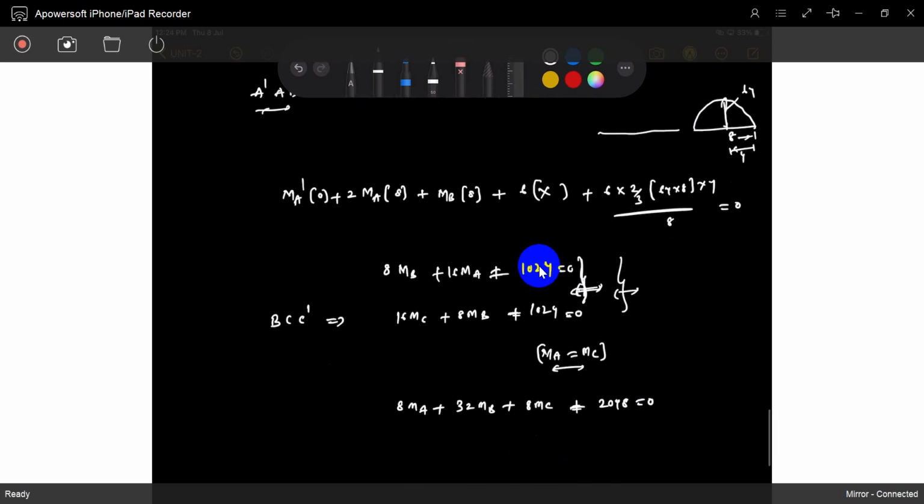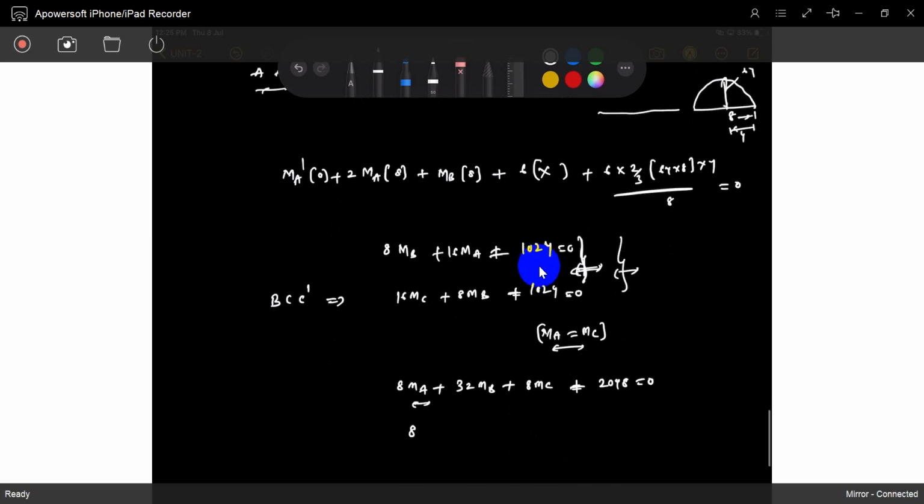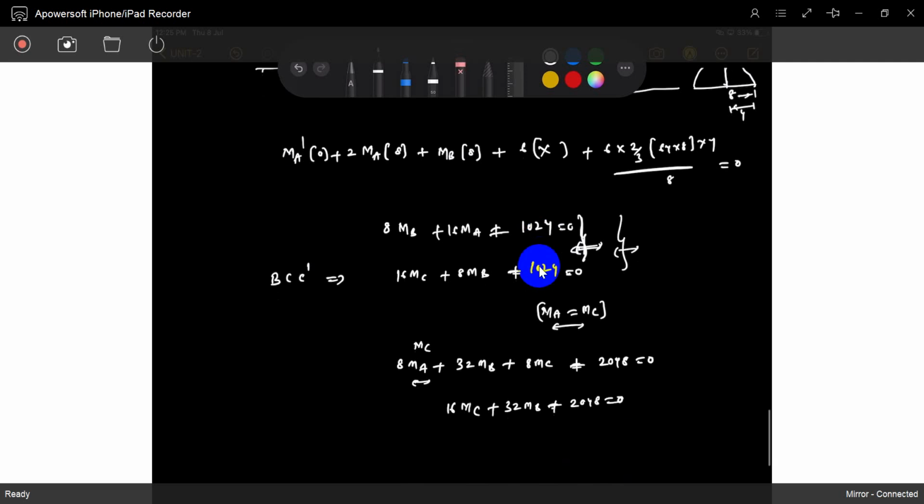MA is equal to MB. See, MA is equal to MC, na. So make it into the 2, 8MC. So what will come? It will come like 16MC plus 32MB plus 2048 is equal to 0. Same thing, MB, MC, we already know: 16MC plus 8MB plus 10024 is equal to 0.